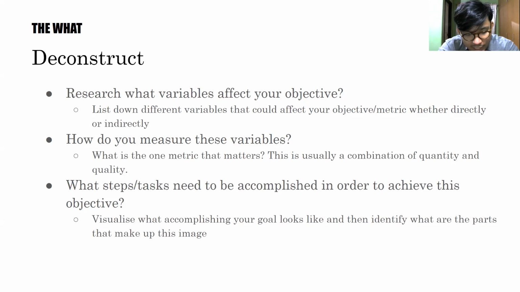So next is what steps, tasks need to be accomplished in order to achieve this specific objective. One good exercise you can do is visualize accomplishing this goal. Okay, what does this look like? Say your goal is to make your website clean. Make your design cleaner. So what does a clean design look like? What does a good website look like? How would you be able to tell which one is which? If you were given a bad website and a good website, how would you be able to tell objectively which one is better, which one is worse? So yeah, that's basically how you deconstruct.